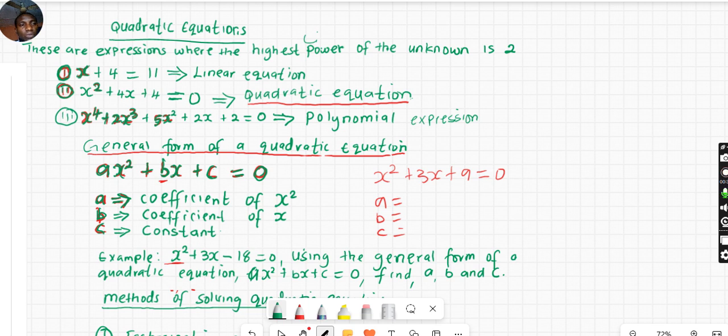Anytime you have an expression and you want to know if it's a quadratic expression, just check the highest power of the variable. The variables are the alphabets, like X, Y, and Z.